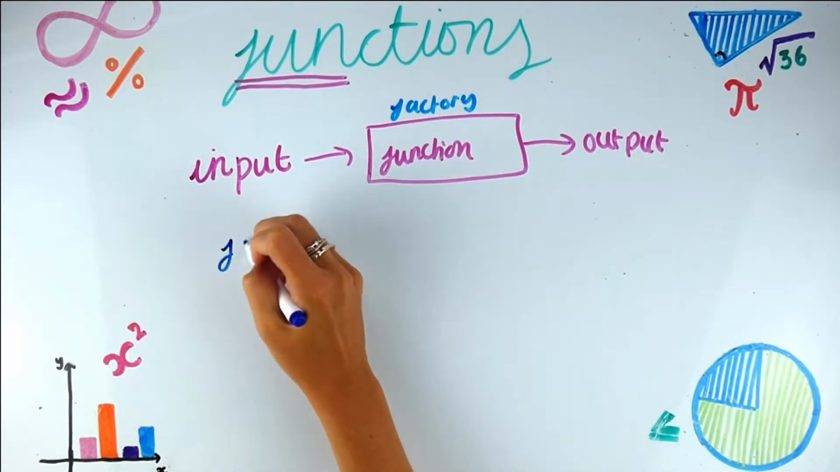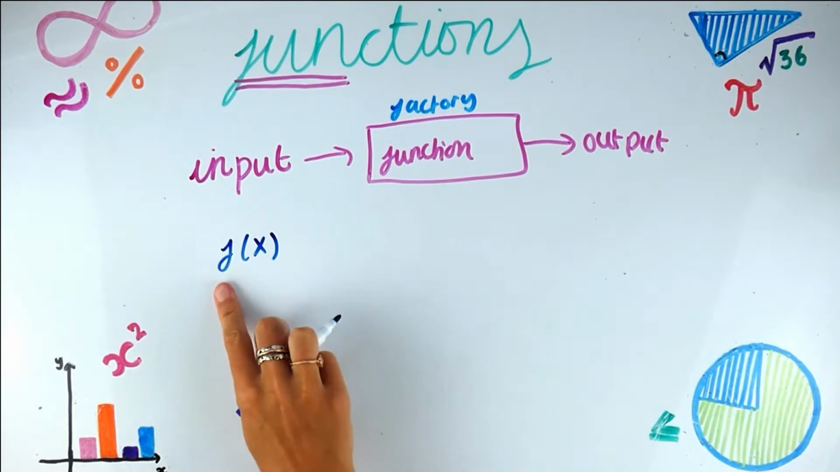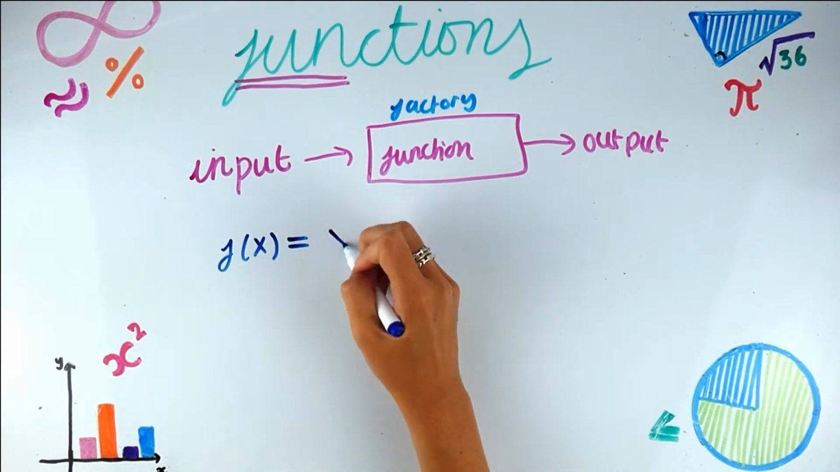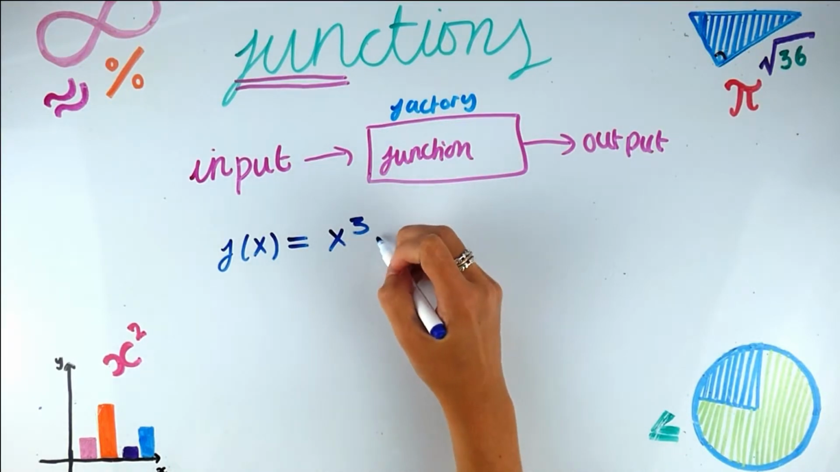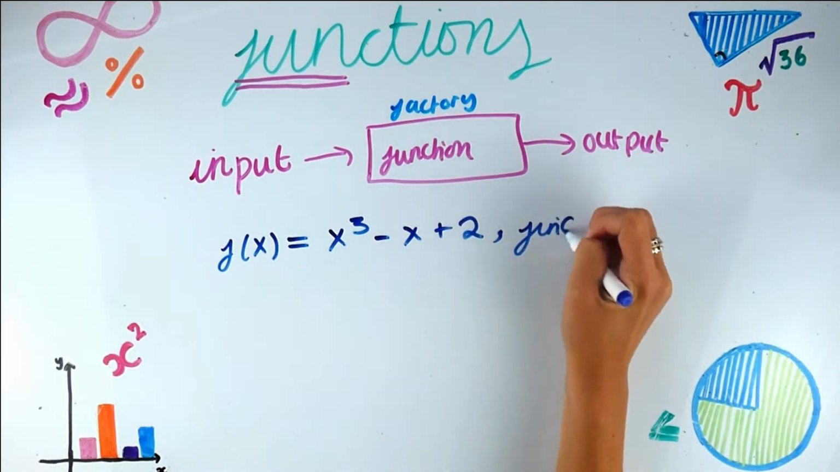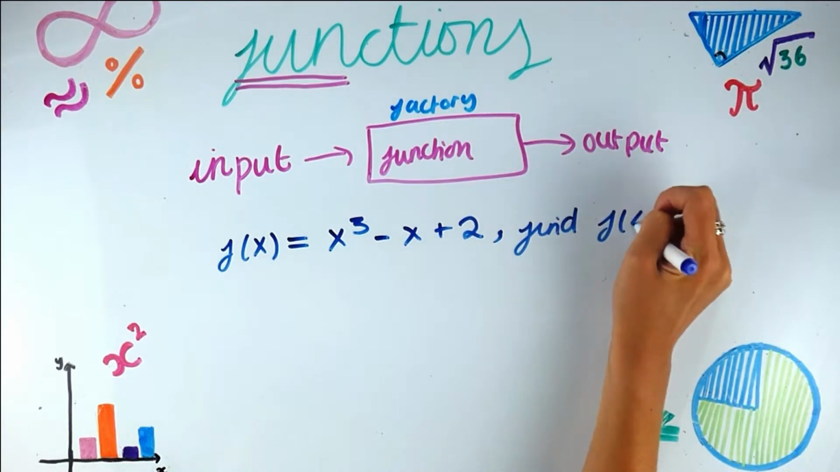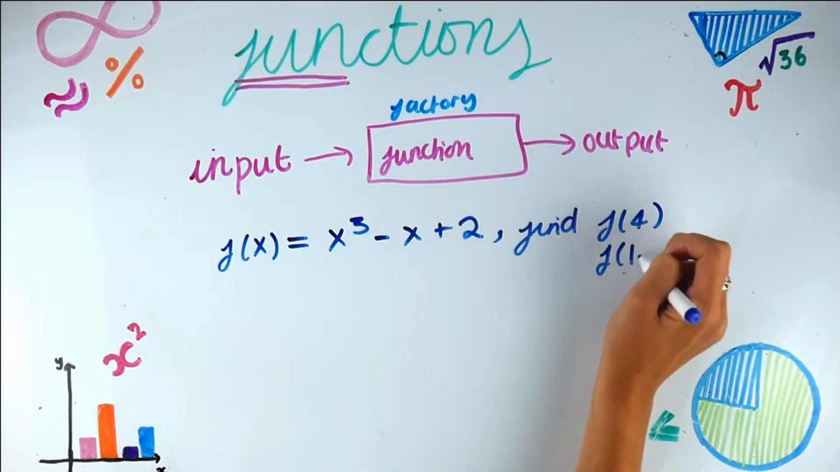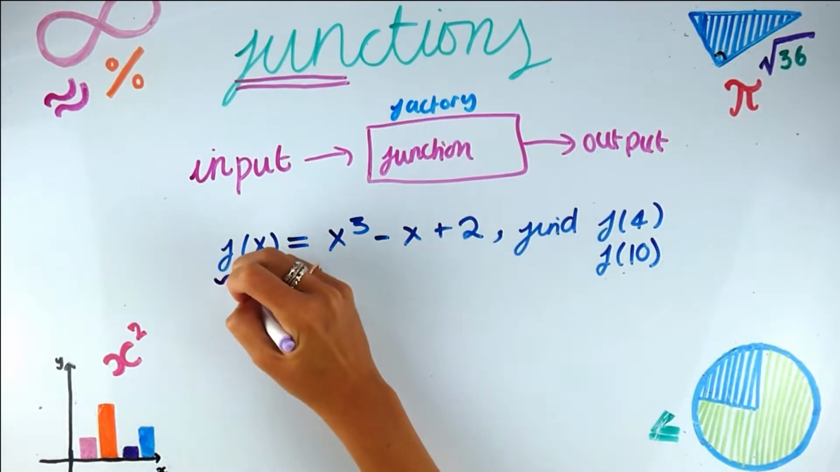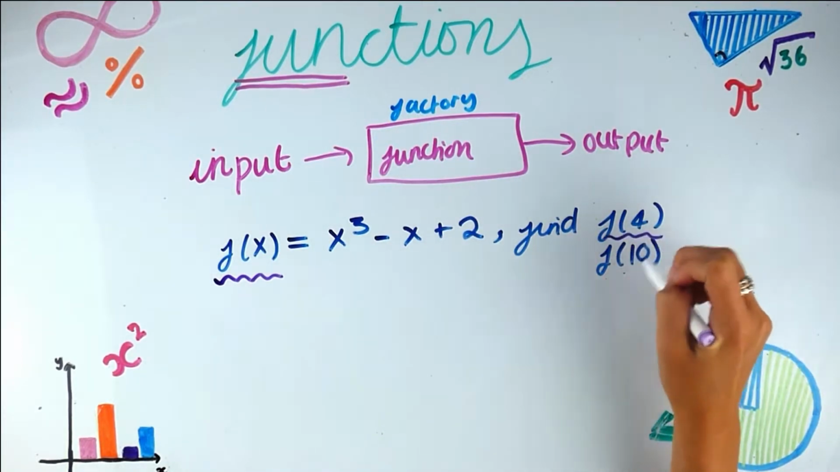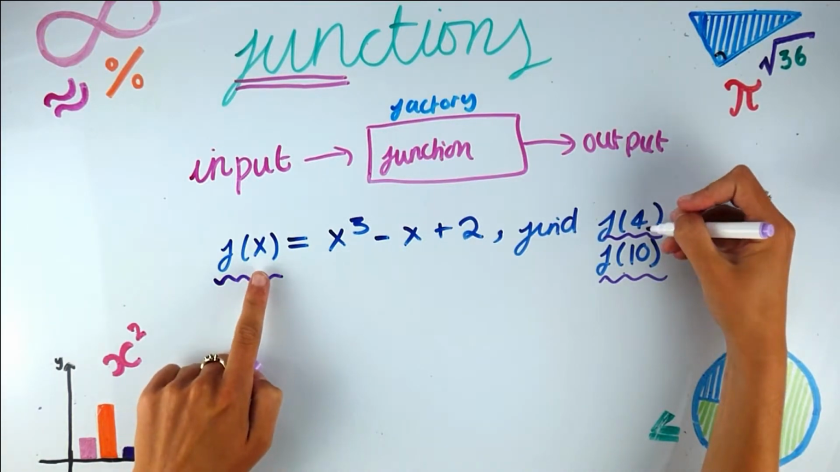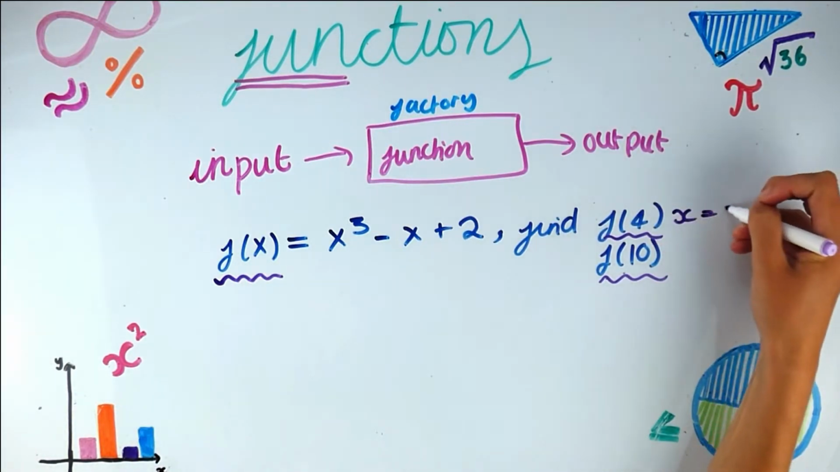Let's say we have a function, so they're written like this. So your function is f and it's inputting the value x. And then this happens: x cubed minus x plus 2. And then the question would be, find f(4) and f(10). So if we look over here, we have f(x), and here we have f(4) and f(10). So the only difference here is we've replaced x with 4. So I'm going to just write next to it x equals 4.